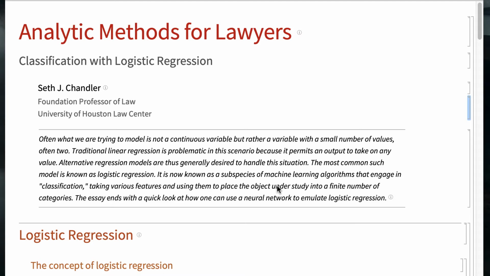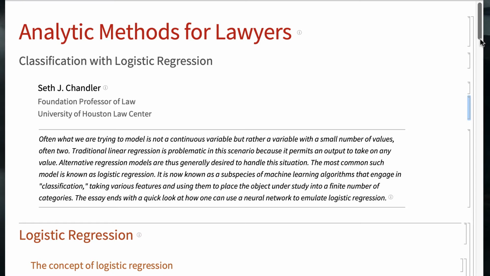Today's video is on classification with logistic regression. What we're trying to do here is to show how you can take some data, some covariates, and classify them as, in this example, one of two things. We'll generally call it a 0 or a 1, or a true or a false, but you have a binary output. It can't just be any number as it is in traditional linear regression.